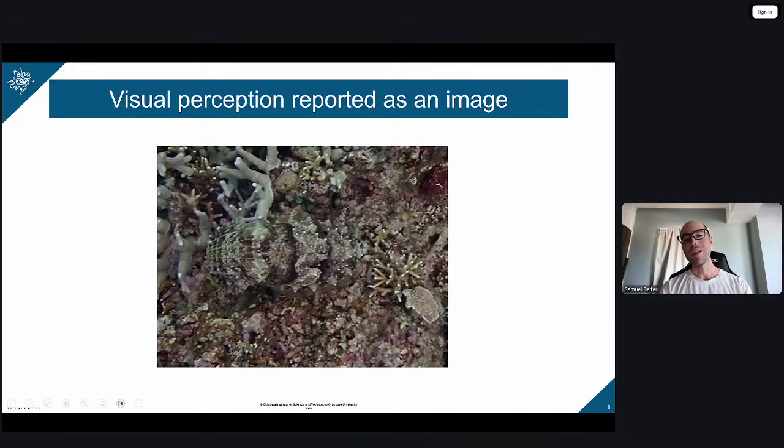Now, this behavior has evolved to fool the visual systems of their predators, and their predators are diverse. They're fish and marine mammals and birds. The behavior also has evolved to fool their prey, so to disguise them from their prey, which include many crustaceans.